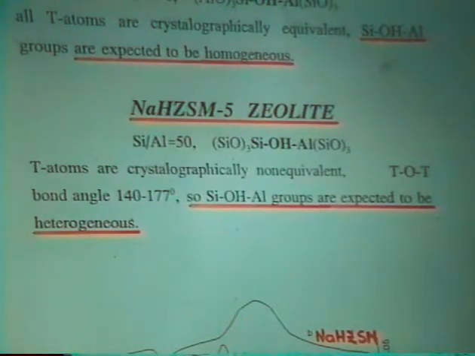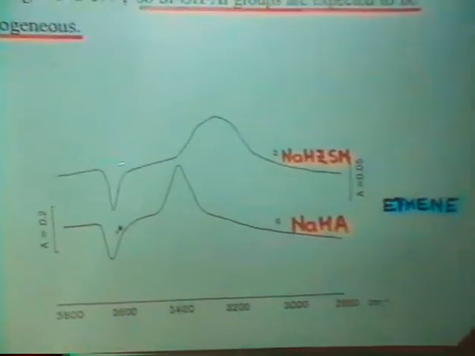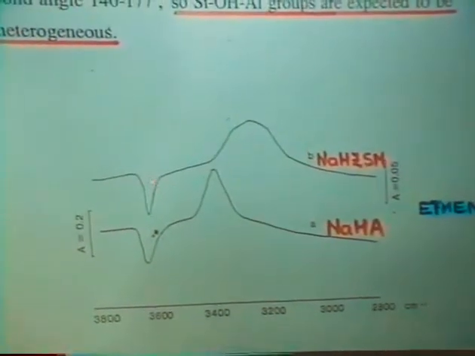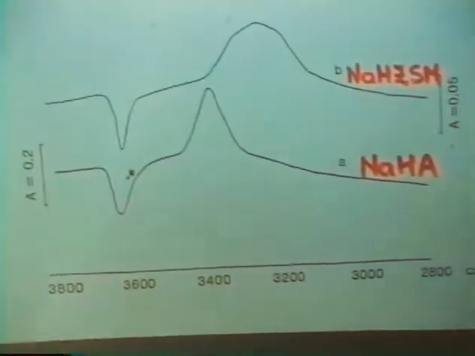The TOT bond angle may vary from 140 to 177 degrees. So bridging hydroxyls are expected to be heterogeneous in ZSM5. Those are the results. This is a spectrum of our hydroxyl NaHZSM5 perturbed by hydrogen bonding with the same ethylene. The shifted band is broader and asymmetric.